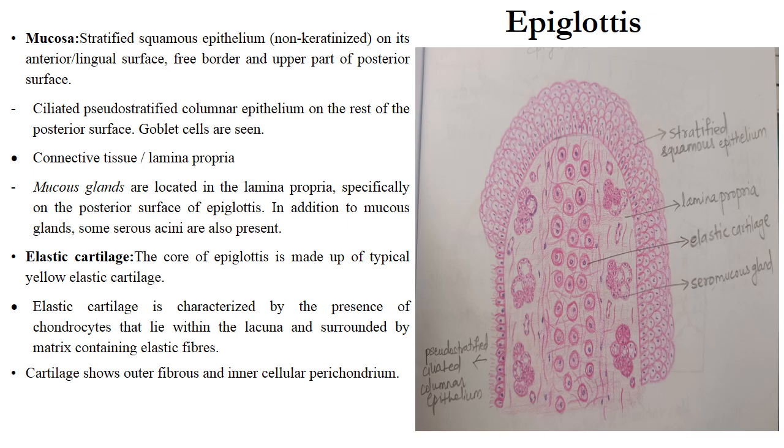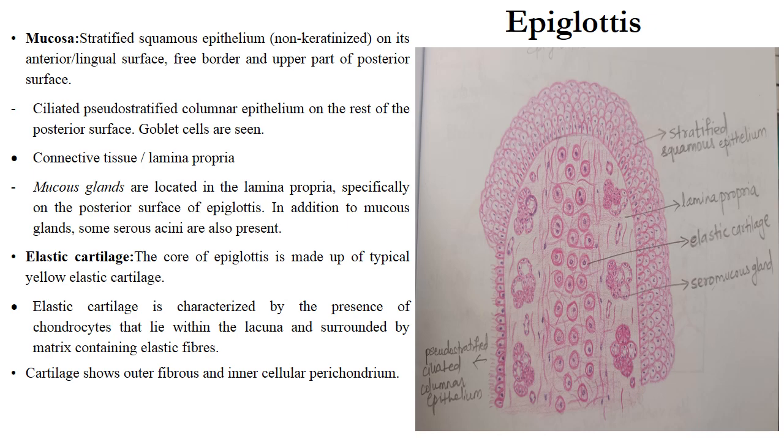The lining epithelium of the mucosa in the anterior surface and the upper part of the free border is lined by stratified squamous non-keratinized epithelium, and the reason is it is facing towards the oral cavity and it comes in contact with the food. And the posterior surface faces towards the nasal cavity, so it is lined by pseudostratified ciliated columnar epithelium. Also, in between the ciliated columnar epithelium we have few goblet cells.